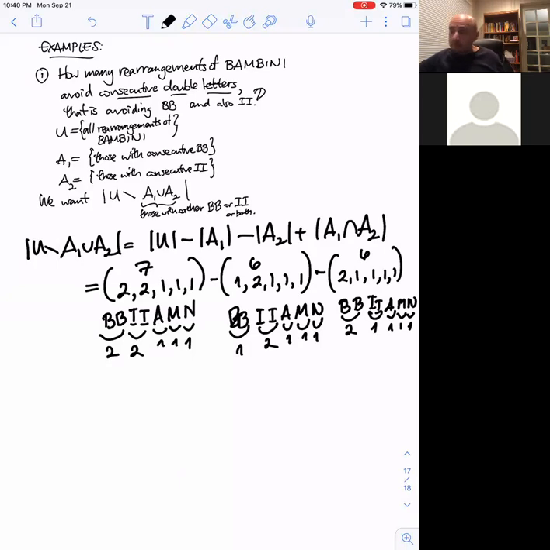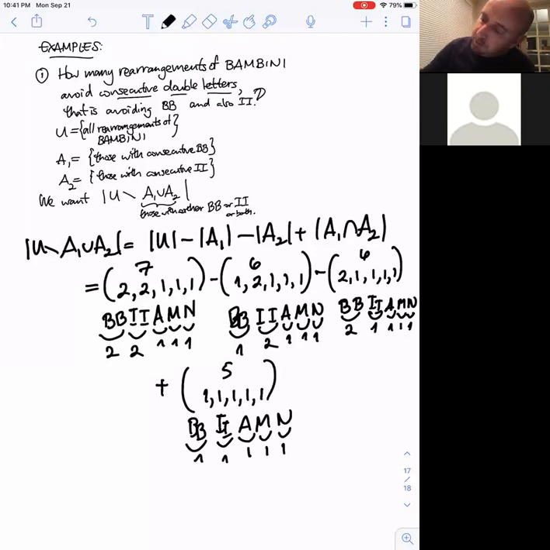And then we realize, A1 intersect A2, right? Those are the things in which you've got the BB as a super letter, and you've got the II as a super letter. And so now you've just got a whole bunch of letters, right? So what are the letters? BB is a super letter. II is a super letter. And then A, and then M and N. We've got one of those each. So this is just 5, choose 1, 1, 1, 1, 1.